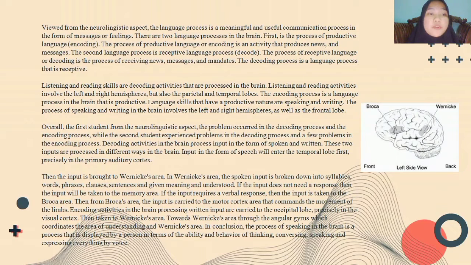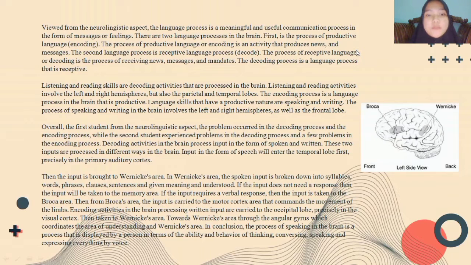First is the process of productive language or encoding. The process of productive language or encoding is an activity that produces news and messages. The second language process is the receptive language process or decoding. Decoding is the process of receiving news, messages, and mandates. Overall, for the first student from the neurolinguistic aspect, the problem occurs in the decoding process and the encoding process, while the second student experienced problems in the decoding process and a few problems in the encoding process.